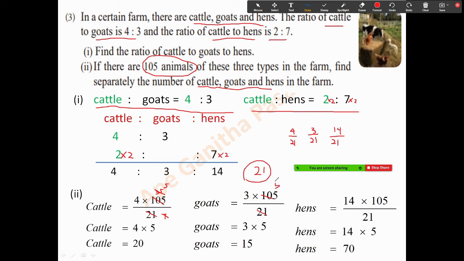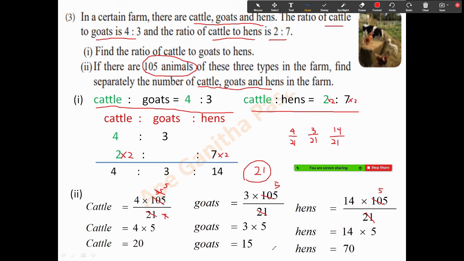Because you got this answer here, then here also 5. Okay. Now 3 multiplied by 5, 15. 14 multiplied by 5. 5 into 4, 20. Write 0. 2 remains. 5 into 1, 5. 5 plus 2, 7. So if you write separately the number of cattle, goats and hens, it will be 20 cattle, 15 goats and 70 hens.